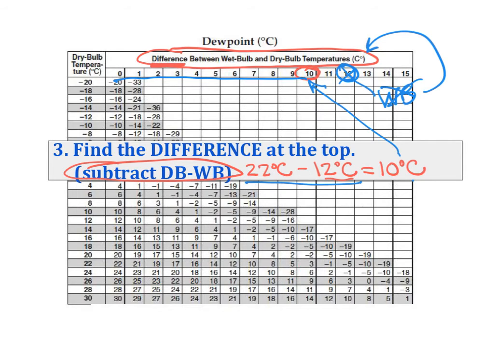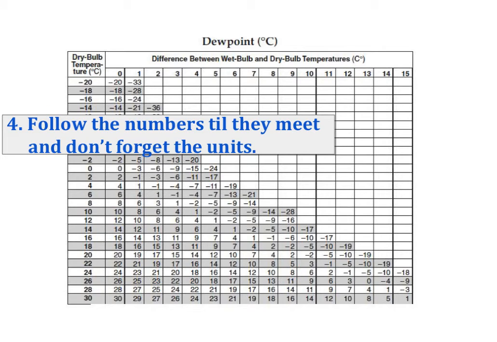Okay, last step. Step number 4, you're following the numbers until they meet. So we said that the difference was 10. The dry bulb temperature is 22. And all I'm going to do is follow 10 down, and I'm going to follow 22 across. And where they meet, the answer is 3. 3 what? I come up here to the top. I'm trying to find my dew point temperature, so it's 3 degrees Celsius. And that's my answer.